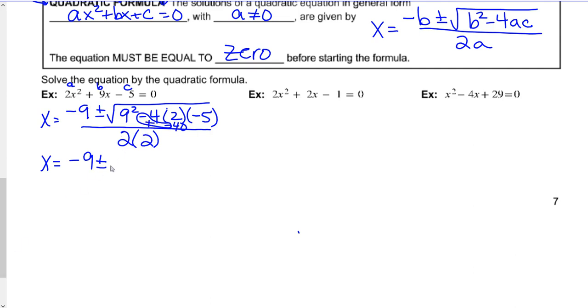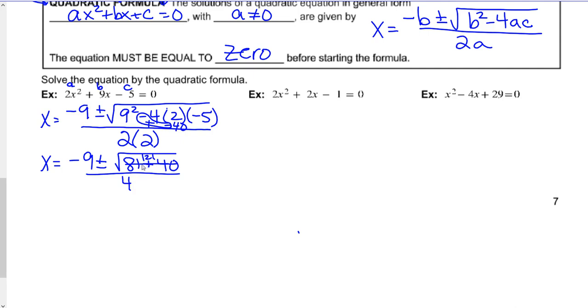So I'm going to rewrite this for you. Don't do too much in your head. I end up getting 81 when I square the 9, plus 40, all over 2 times 2, which is 4. Now, here, 81 plus 40 is my next step. Then I have to simplify and add those together. And that actually gives me a 121. And I'm doing a lot of little crossouts here to save a little bit of space.